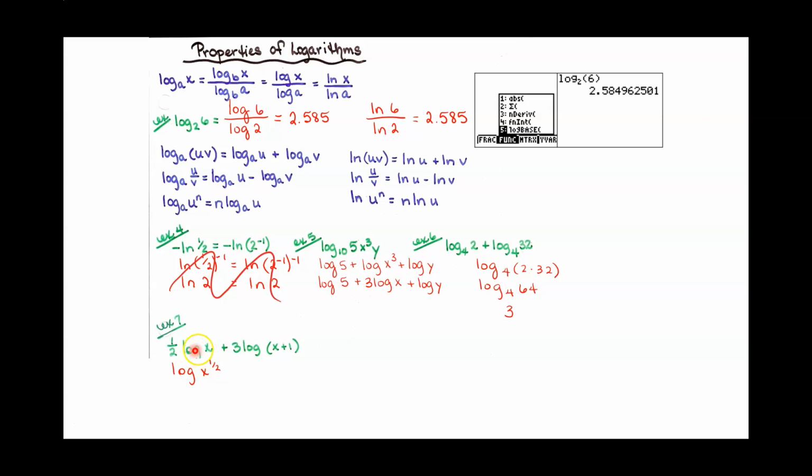All right, look at the next one. For the next one, I have two logs that are being added, and they each have a number out in front. So remember that number out in front is going to become an exponent. So I'm going to rewrite log of x with that exponent of 1/2. And I'm going to write log of x plus 1 with that exponent of 3. Now I have two logs that are being added, and when I'm adding, I can multiply. So you could leave this as x to the 1/2, or you could rewrite it as the square root of x, either one.